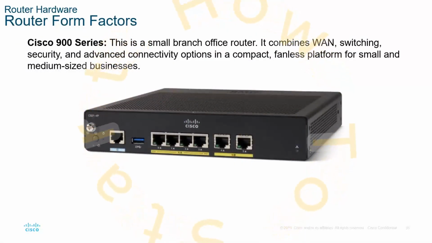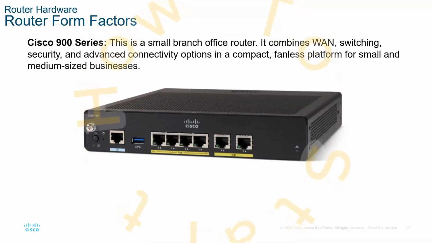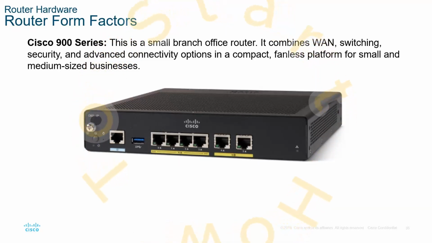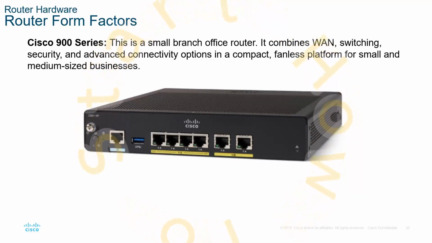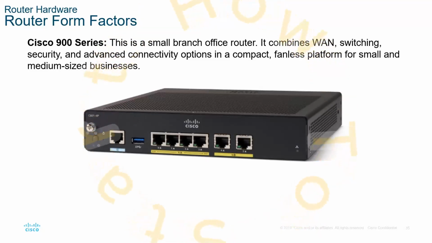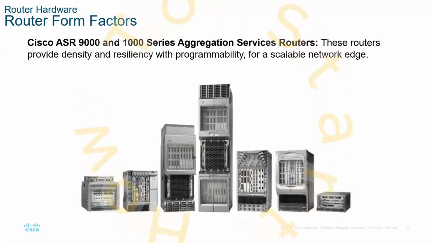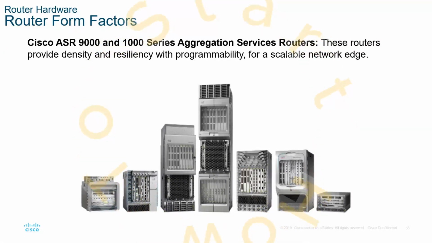We have router form factors that are small, that could be less than 1U. This is going to be a Cisco 900 series. This is fairly small, more equivalent to a SOHO, or small office home office, router. We have large routers, again, the Cisco ASR 9000 or 1000 aggregation services routers. These are huge, port dense, very resilient, very programmable, very scalable devices, but you're paying for them.